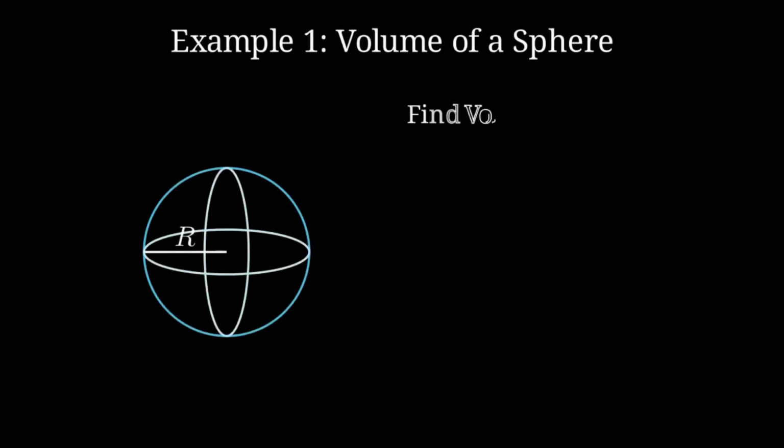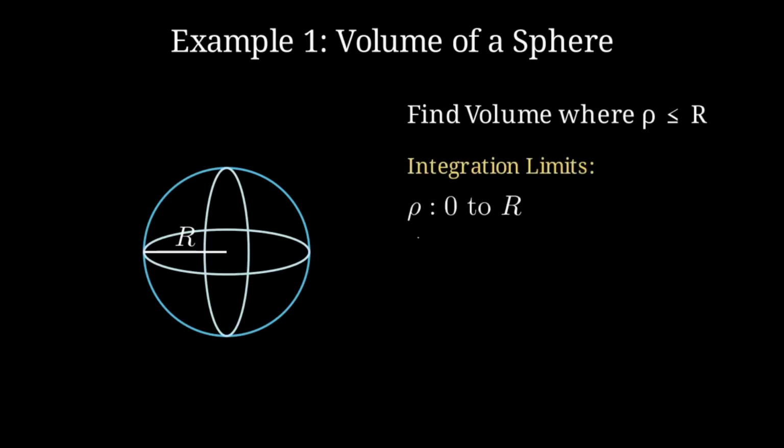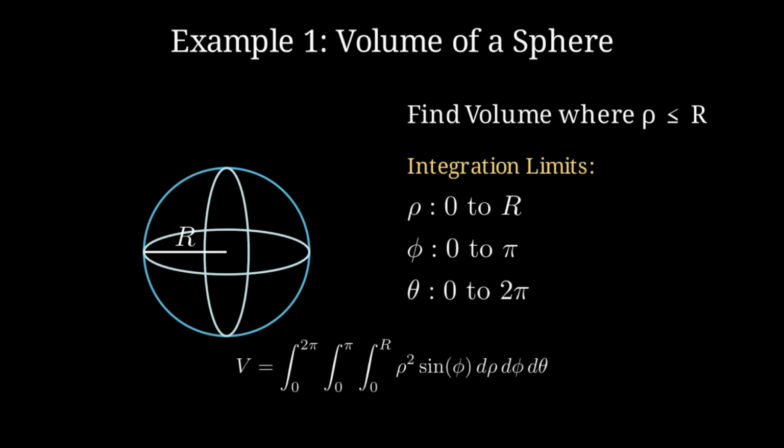Let's calculate the volume of a sphere with radius r. Our limits are simple: ρ goes from 0 to r, phi covers the full vertical arc from 0 to pi, and theta covers the full rotation from 0 to 2 pi.